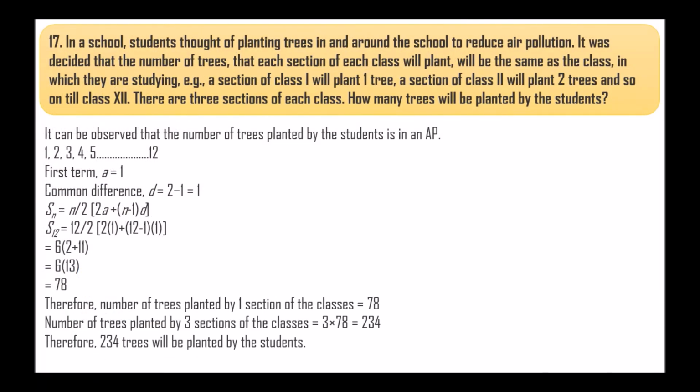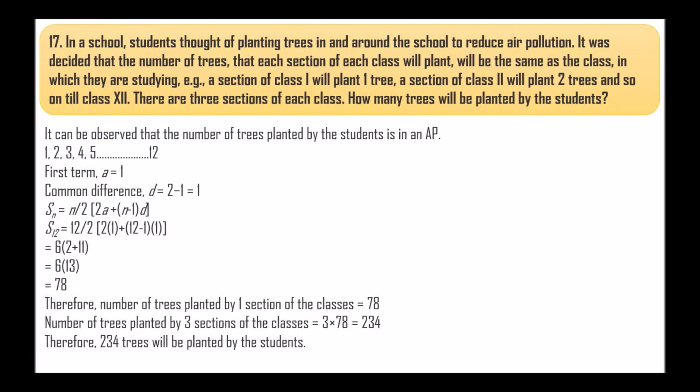Next, in a school, students thought of planting trees in and around the school to reduce air pollution. It was decided that the number of trees that each section of each class will plant will be the same as the class in which they are studying. For example, each section of class 1 will plant 1 tree, a section of class 2 will plant 2 trees, and so on till class 12. There are 3 sections of each class. How many trees will be planted by the students?